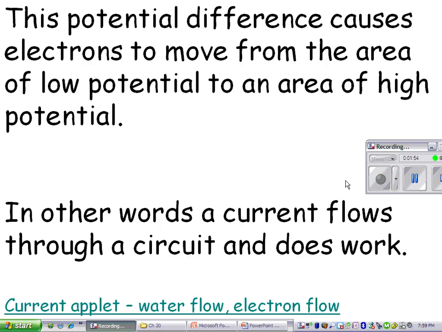This potential difference causes electrons to move from the area of low potential to an area of high potential. They want to go to the positive area. In other words, a current flows through a circuit and does work.